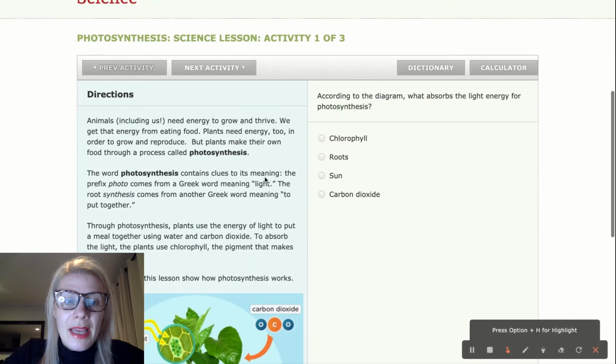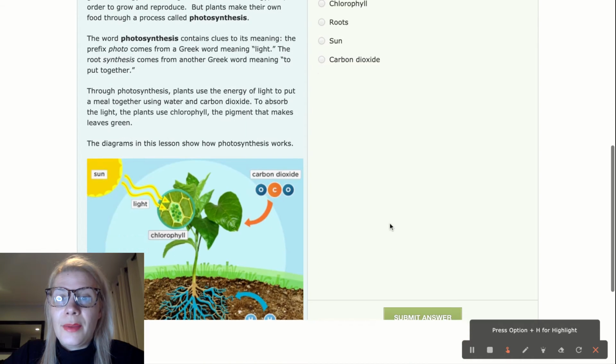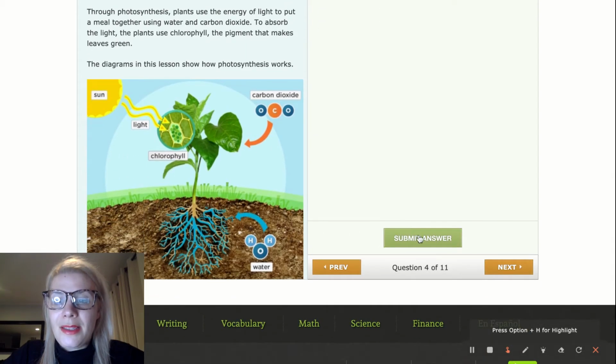The reading is the same. Okay, and then the question is, according to the diagram, what absorbs the light energy for photosynthesis? Chlorophyll, roots, sun, or carbon dioxide? Select the right answer, click submit, hopefully it's right, and then click next.